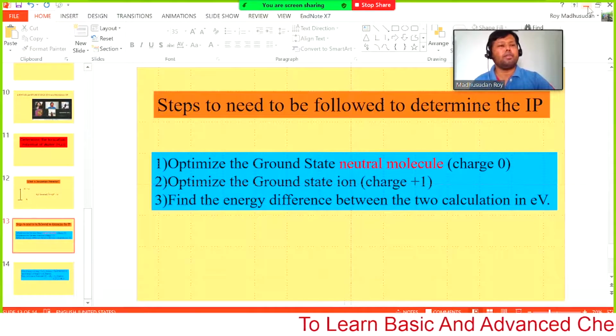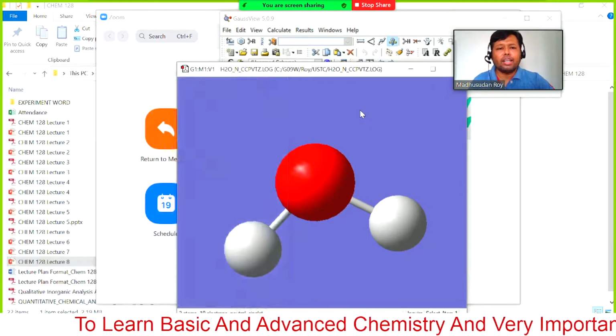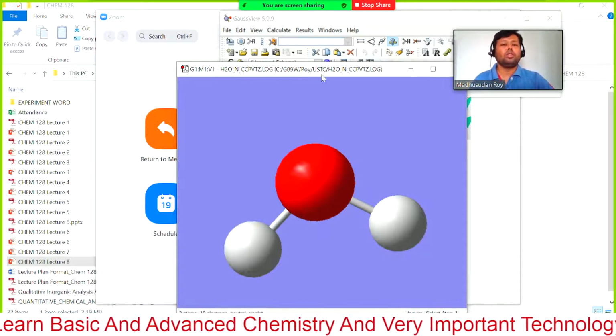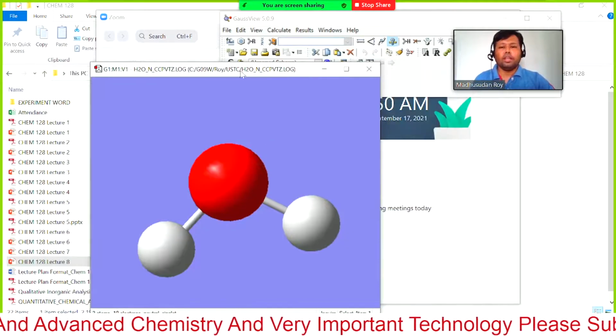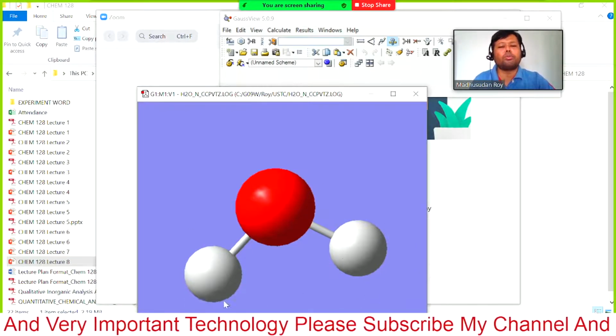We will do the same thing, that is our optimized structure. So we don't need to spend so much time. Now we can perform the calculation; we just need to remove one electron from this atom.